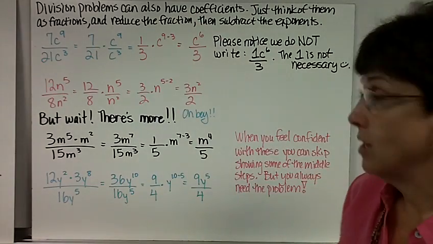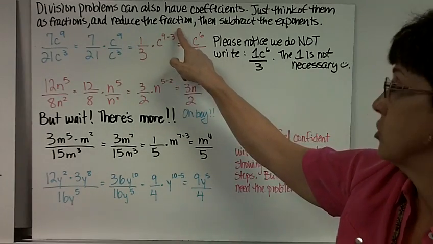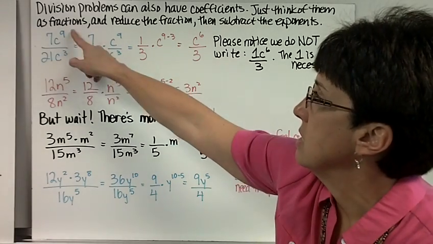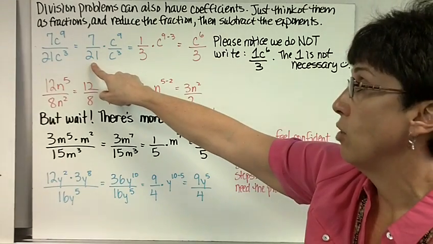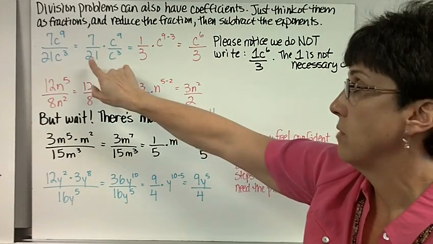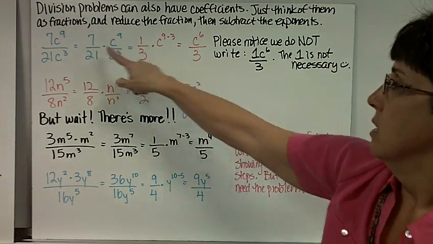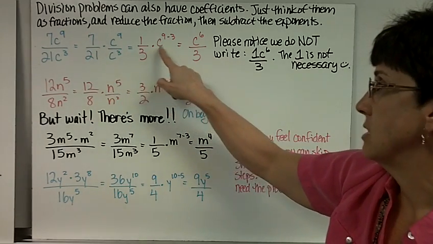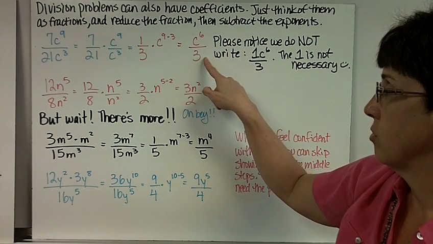Now, division problems can also have coefficients. Just think of them as fractions and reduce the fraction, then subtract the exponents. So 7c to the 9th divided by 21c to the 3rd can be rewritten as 7 over 21 times c to the 9th over c to the 3rd. So I've separated it out into the coefficient part and just the power part. 7 over 21 reduces to 1/3. C to the 9th over c to the 3rd is c to the 9 minus 3. And our answer is c to the 6th over 3.